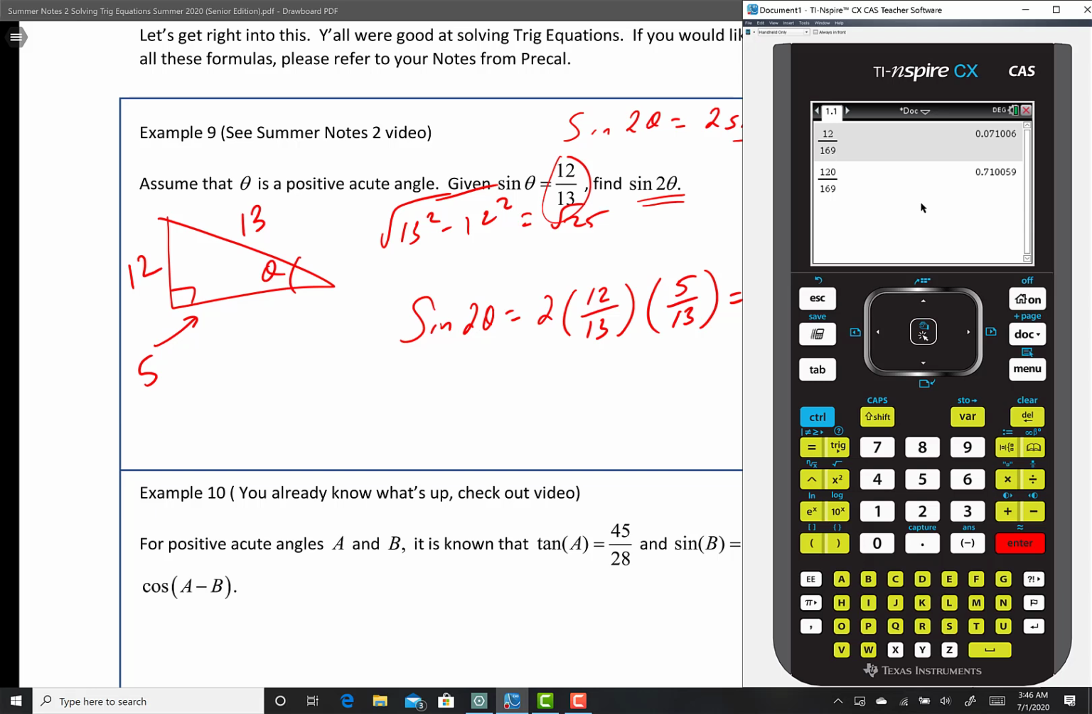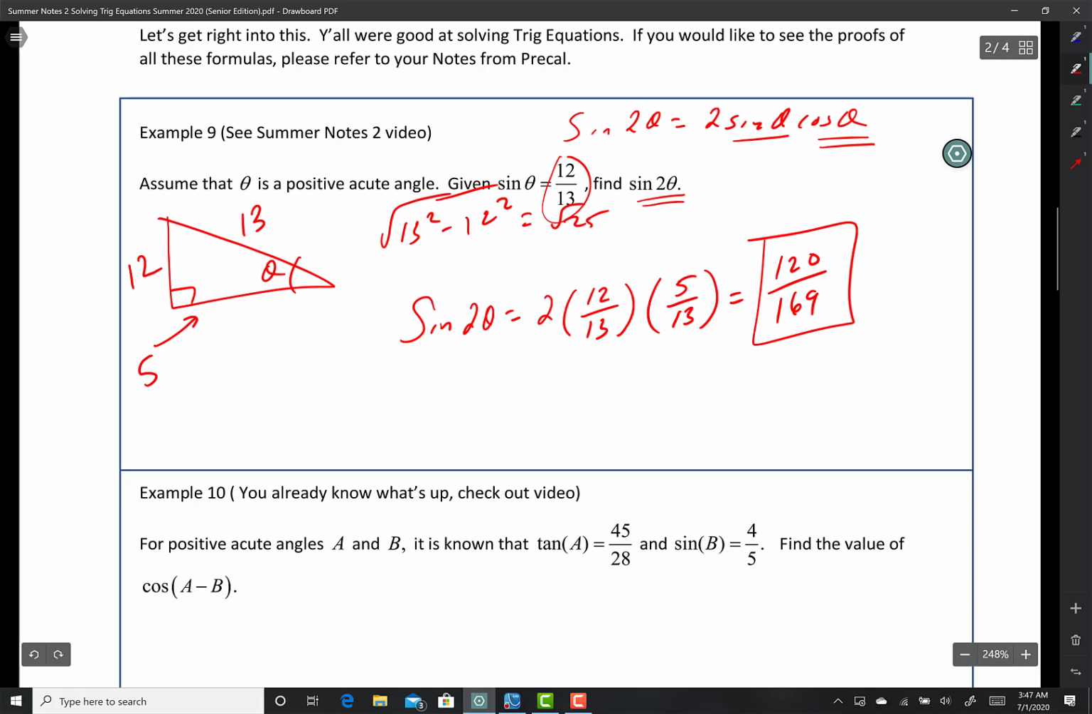So let's just find the angle theta. If I were to do arc sine of 12 over 13, this is going to give me my degree, because I have it in degree mode right now. I don't really care what that number is. I'm just going to store it to A and push enter. So right now I have it stored as A. If I push sine of 2A, I better get that 0.71. So check it out. Sine of 2A, and I'm going to push control, enter. And we get that 0.710059. So there it is, guys. That's what it means.